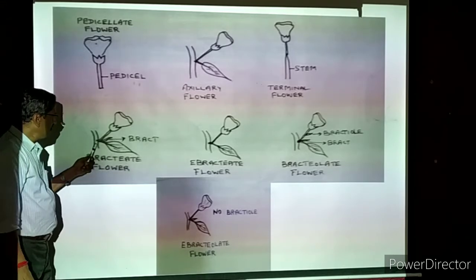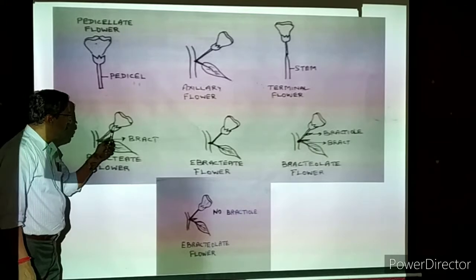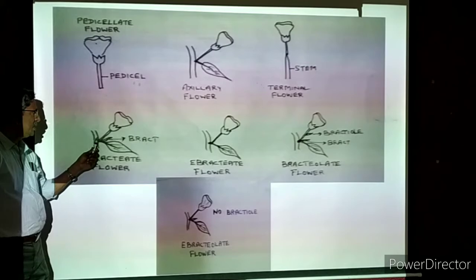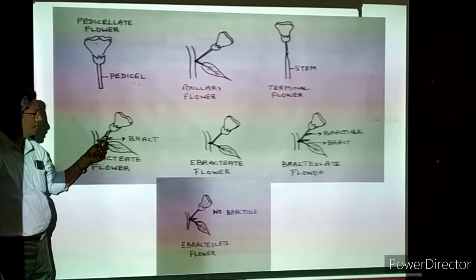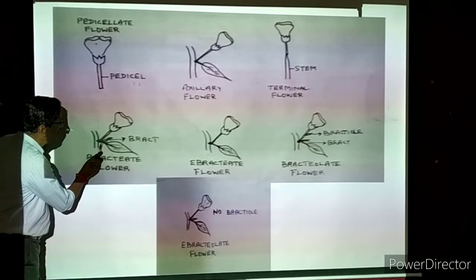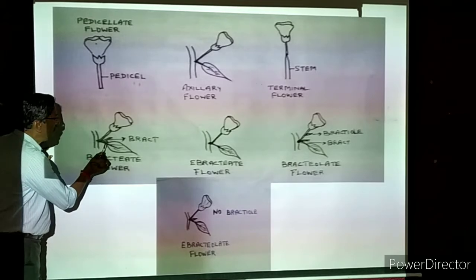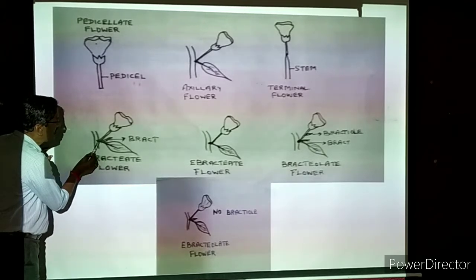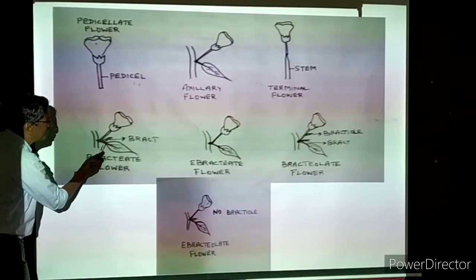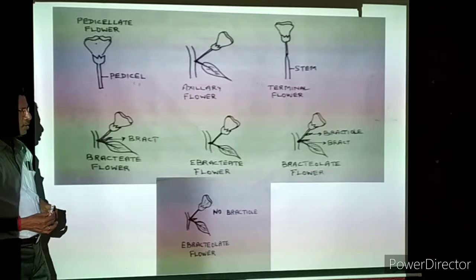Next we are going to study what is bract. This is the stem, node, leaf is there, normal leaf. In the axil of the leaf, imagine that one flower is arising. This is the stalk of the flower. The stalk of the flower is called a pedicel. At the base of the pedicel, a small green leaf-like structure is emerging. This small leaf-like structure which is attached at the base of the pedicel is called a bract. So the flower with the bract is called a bracteate flower.